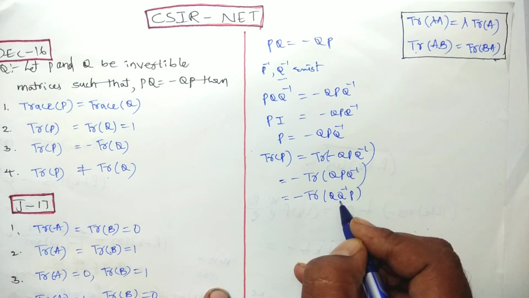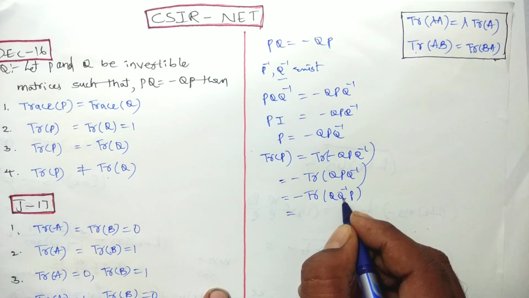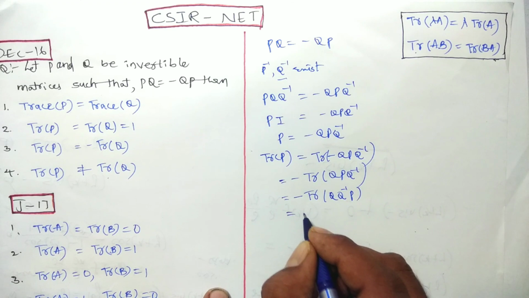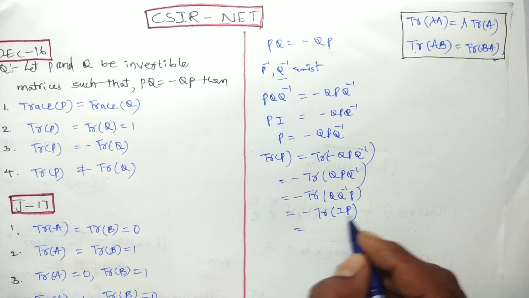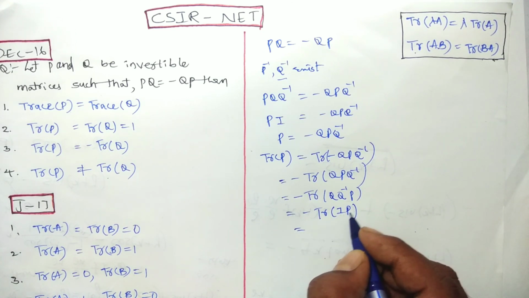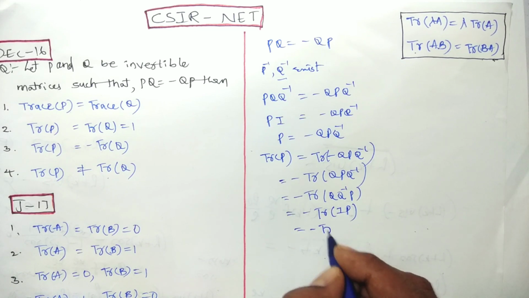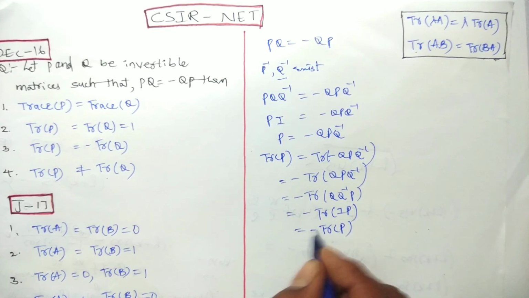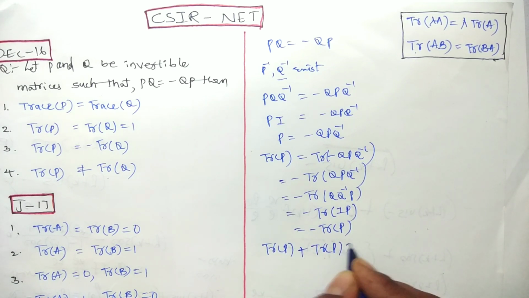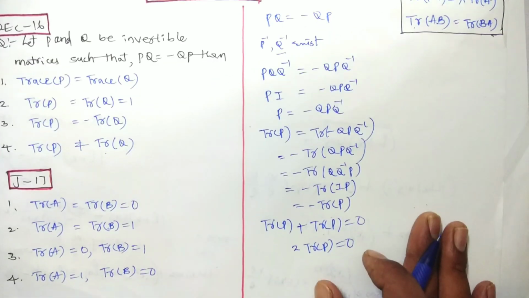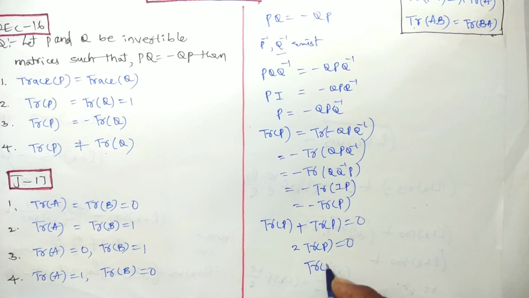So P Q inverse has become Q inverse P. Here Q is the matrix and Q inverse is the inverse of Q. So the multiplication of these two gives the identity matrix. That means minus trace of I into P. I is the identity matrix, P is the matrix, and the multiplication of these two is again P. So minus of trace of P. So write this value here: trace P plus trace P equals 0. Here we have 2 into trace of P equals 0. From this we write, trace of P equals 0.